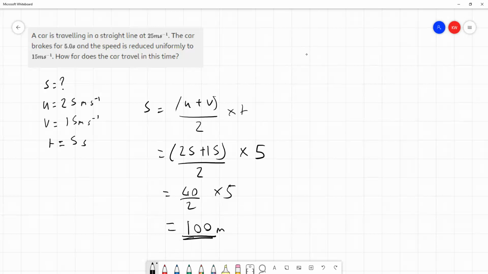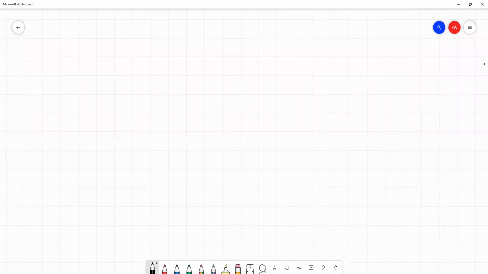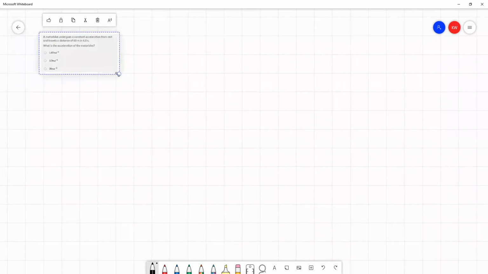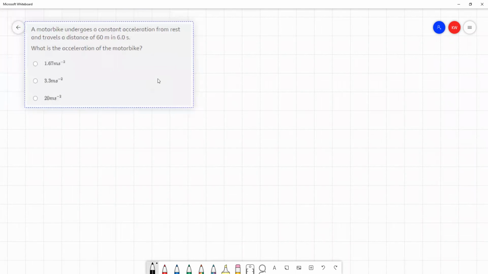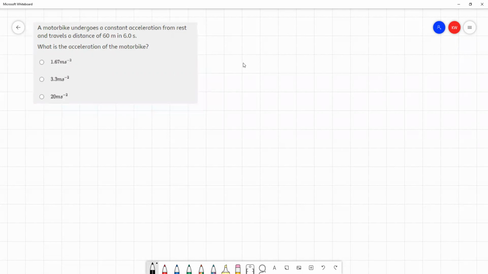Let's have a look at another problem now. So I'll move to a new bit of whiteboard here. Let's look at our second question. So sticking with a vehicle theme. In fact, we've got 3 choices for this one, so we get a bit of guidance, but we'll still do all the working. A motorbike undergoes constant acceleration from rest. That means it starts off with a speed of 0 and travels a distance of 60 meters in 6 seconds. What is the acceleration of the motorbike?